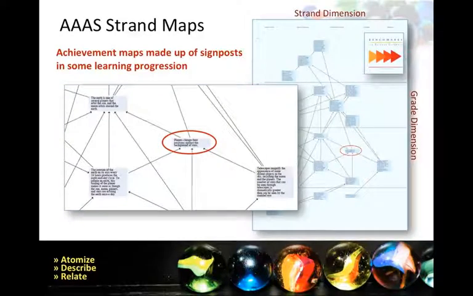The AAAS creates what they call strand maps. So they take those hierarchical expressions of the benchmarks for science literacy, which look like standards documents or curriculum documents from most countries, and they take those hierarchies and they blow them apart and they put them back together in strand maps. These might be trajectories, learning trajectories here in the Netherlands, but I'm not sure whether those would be exactly the same. But it's the putting back together in useful ways.